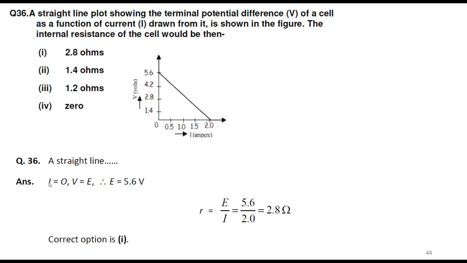When I is 0, V equals E. This is by definition. That is, when the cell does not deliver any current, whatever is the PD between the terminals, that is equal to the EMF. So this is from the definition of EMF, right? That is, if you want, you can write it like this.